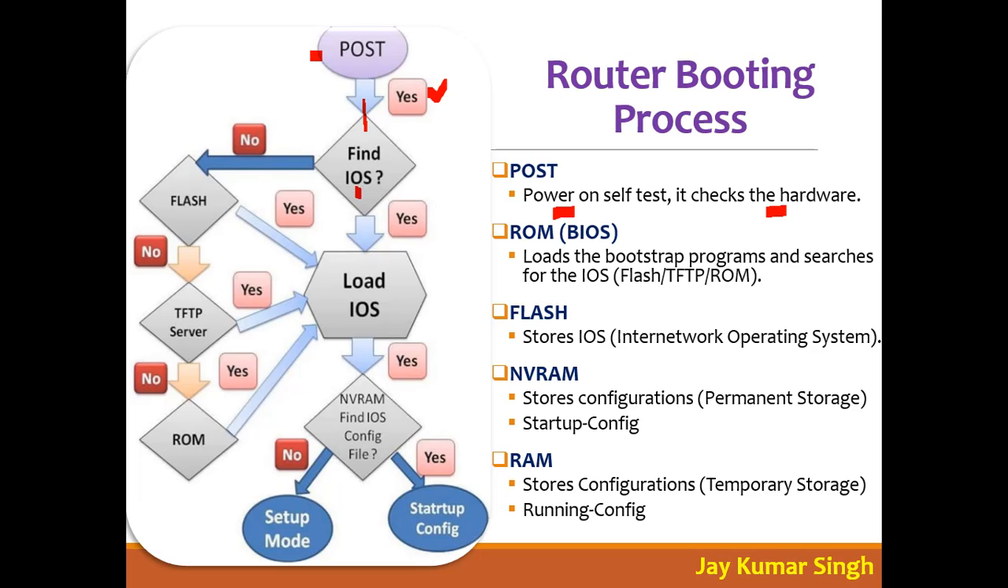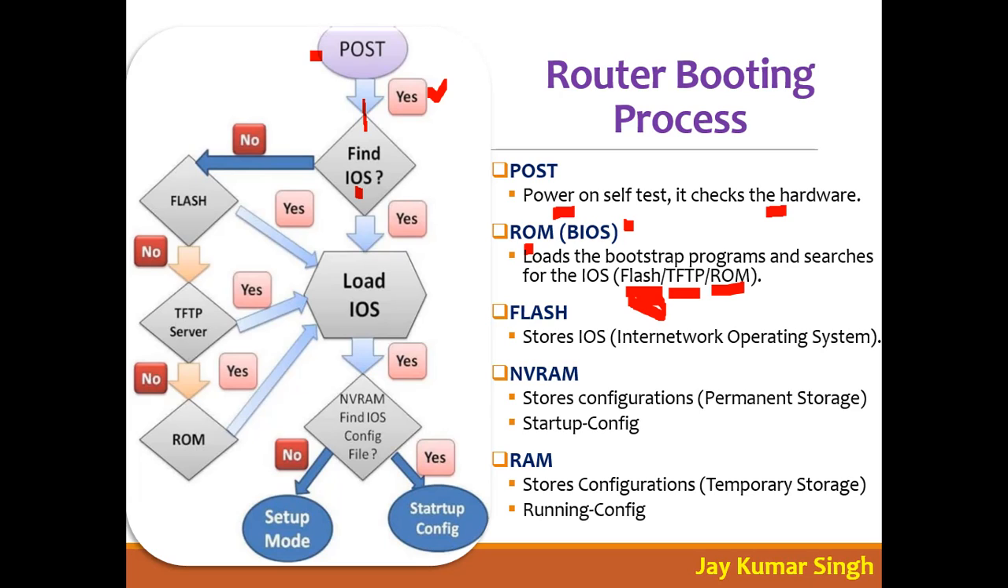Now it looks for the operating system, same as your computer. It says okay, where is the operating system? There are 3 locations, all of which are known as ROM, similar to the BIOS of your system. This ROM knows where the location is. Your BIOS knows where the operating system is, whether it is in flash, in TFTP, or in ROM. Normally the operating system you will find in flash memory, like a hard disk, non-volatile memory.